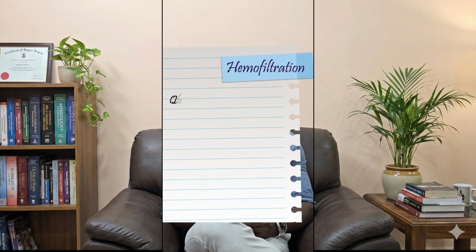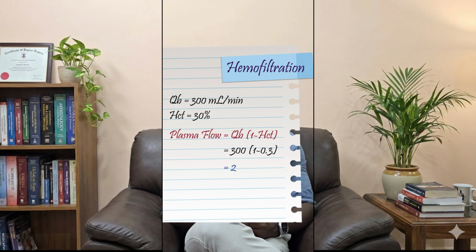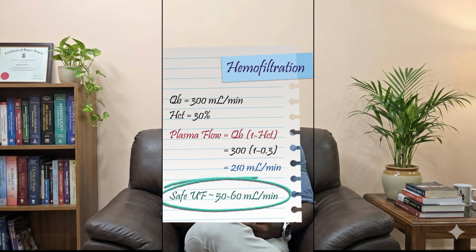Now let's see how filtration fraction influences hemofiltration clearance with an example. Let's say we are keeping the blood flow at 300 ml per minute and the patient's hematocrit is 30%. Now his plasma flow would be QB × (1 − hematocrit), which is 300 × (1 − 0.3), and that's 210 ml per minute. And we have seen the safe filtration fraction limit is below 25 to 30%. If we apply it here, safe filtration is only 50 to 60 ml per minute. And that's the clearance in hemofiltration.